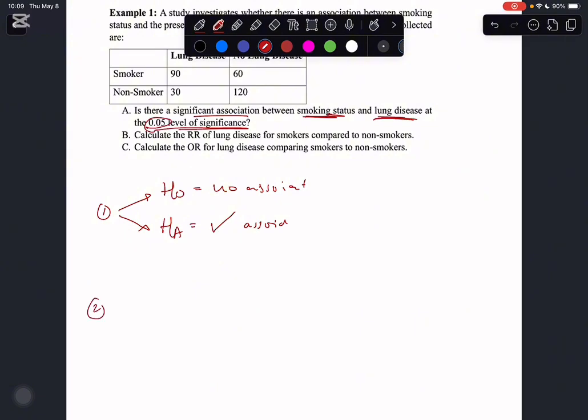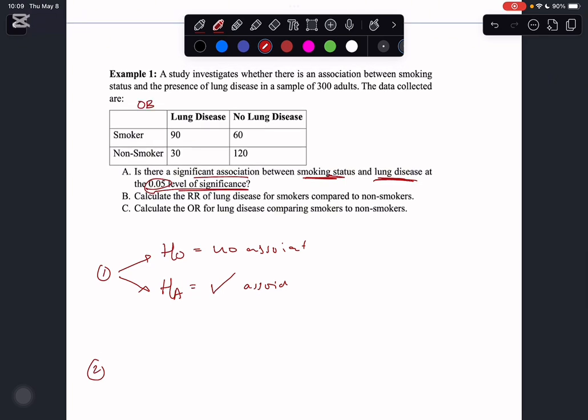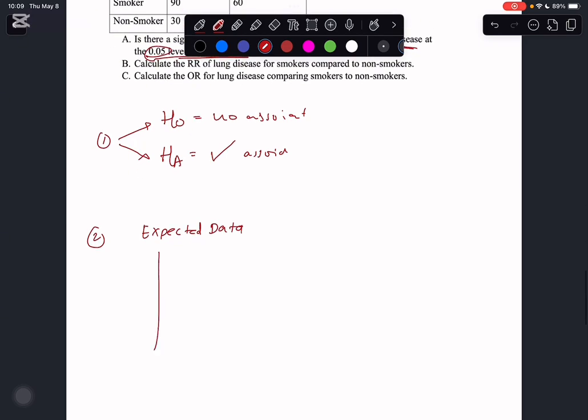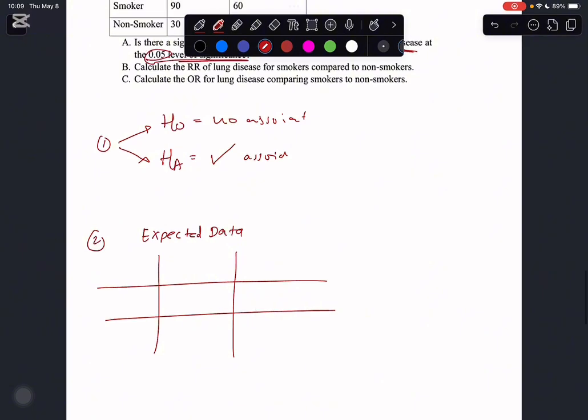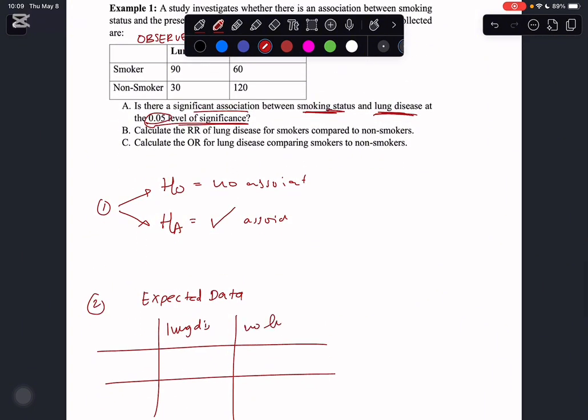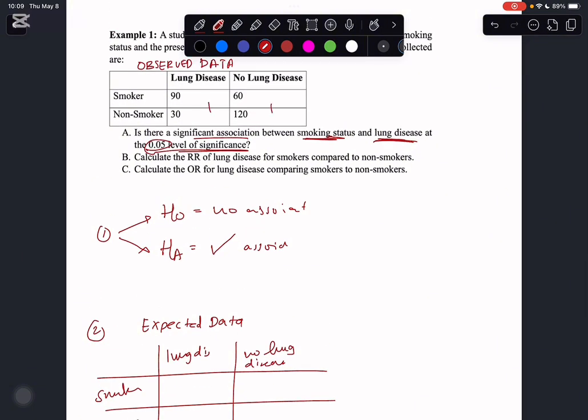Now the second part. We're going to replicate this table again. What do we call this table? I want to write above it: observed data. And I need another table called the expected data. I need to generate another table. I'll make the same table again: lung disease, no lung disease. Sorry about the messy line, but just for the sake of time. Smoker and non-smoker. Okay. Are the values inside the same? Of course not.